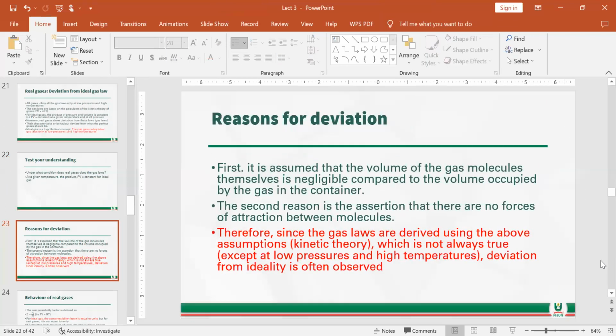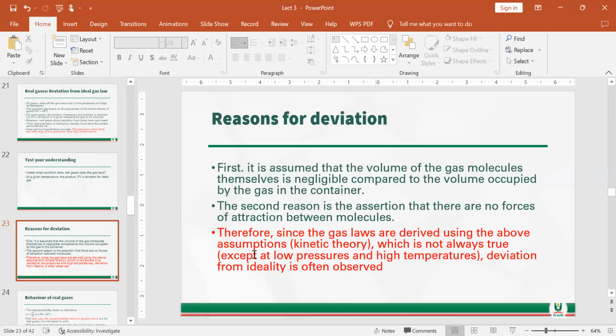Reason for deviation. Why is it that at other conditions, that is when the temperature is low or when the pressure is high, there's a deviation? What we mean by deviation is: why is it that real gases do not obey the gas laws? Because they don't obey, that is deviation. Deviation means that they don't obey.